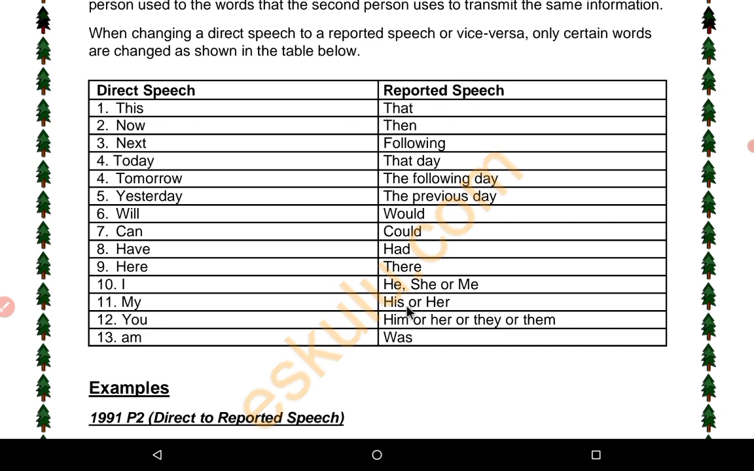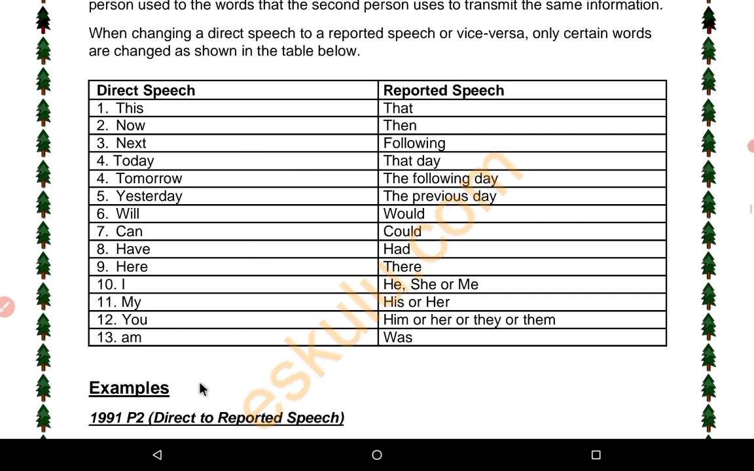So when you have this, it has to change to that. These are just past tenses. Now will change to then. Next will change to following. Today will change to that day. Tomorrow will change to the following day. Now these are very important when you're dealing with direct and reported speech. You have to put this into consideration because you're going to fail questions when they come.